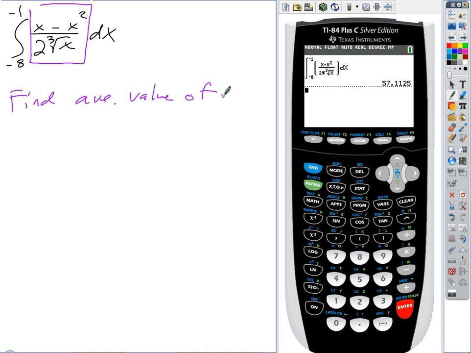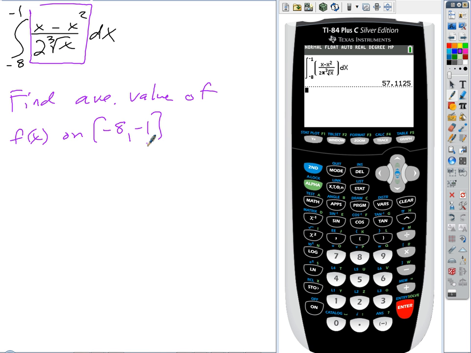Find the average value of this. We'll just call it f of x, on the interval from -8 to -1. Well, how do we define the average value of a function again from yesterday? It's just the area under the curve divided by b minus a, the width of the interval, right?